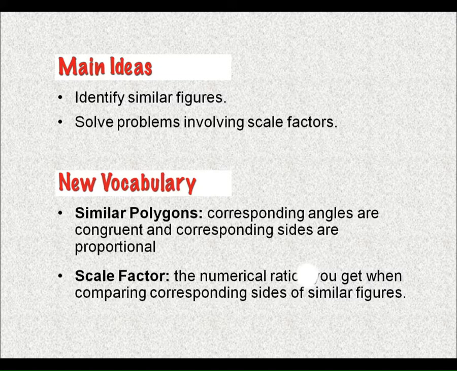Their sides are proportional. Similarity differs from congruence because congruent means they're the exact same. It means all their sides are the same, all the angles are the same. With similarity, all the angles are the same, but the sides are scaled up or scaled down versions of each other. So it's different from congruent. Angles have to be the same, sides are proportional.